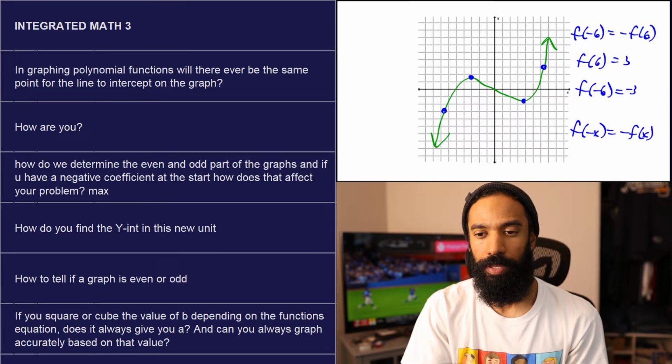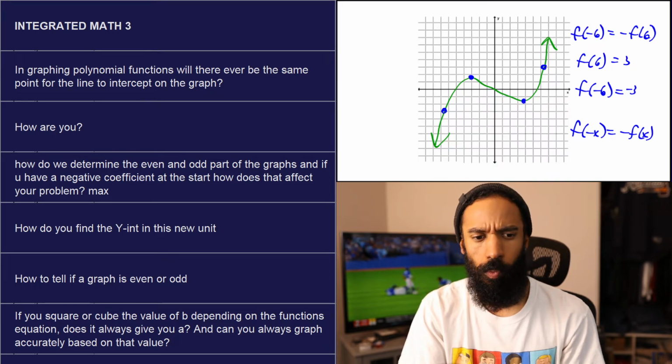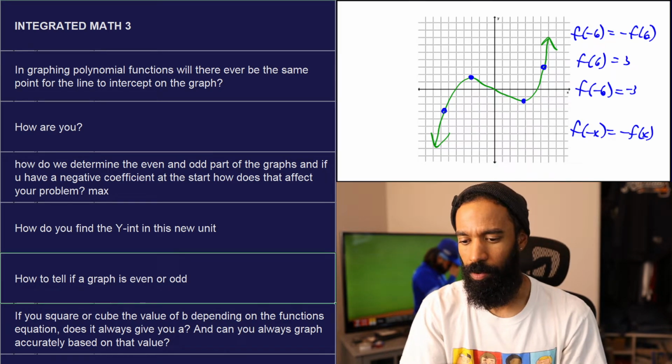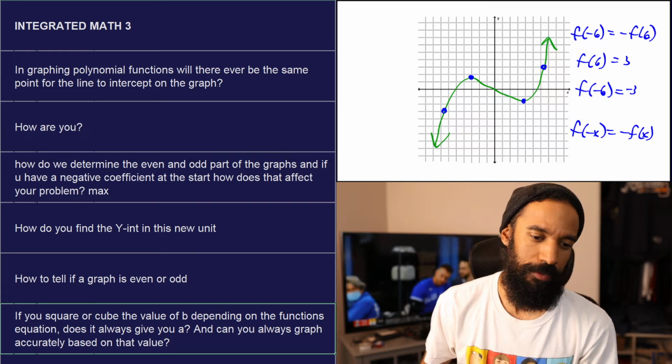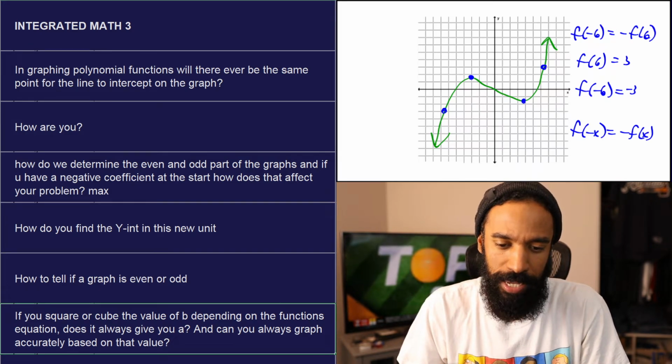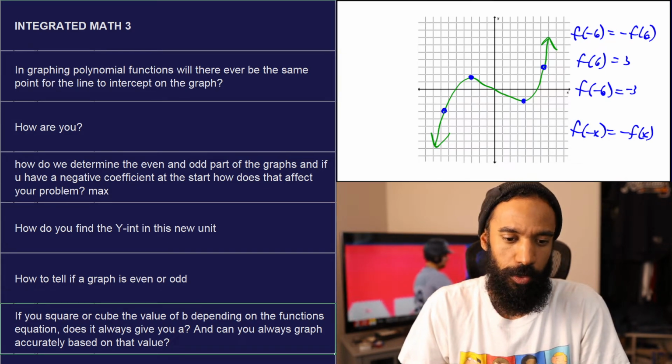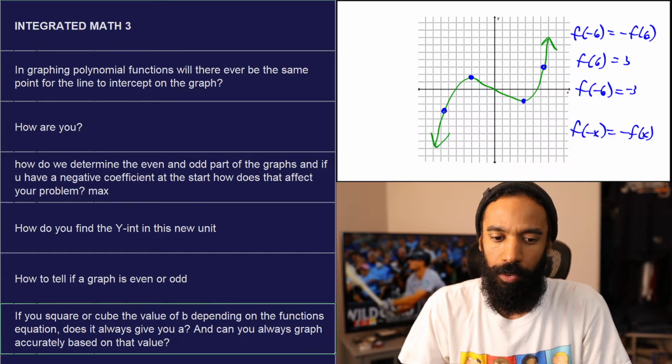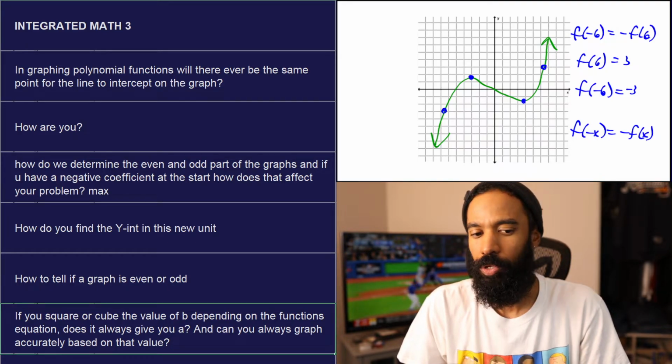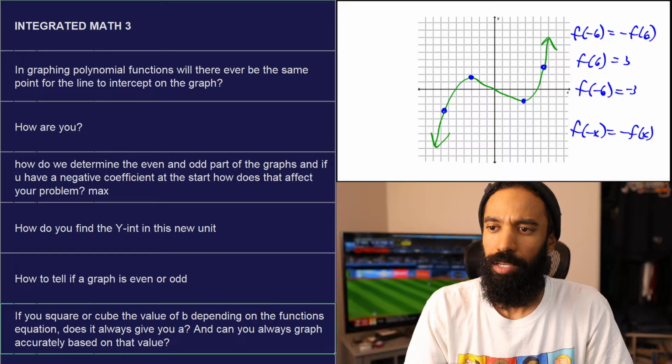All right. So anyway, hopefully that answered that question. I spent way too long answering these things here. I'm trying to really stretch out the power hour. Last question here. If you square or cube the value of b, depending on the function's equation, okay, I know what they're talking about, how does it always give you a? And can you always graph accurately based on that value?